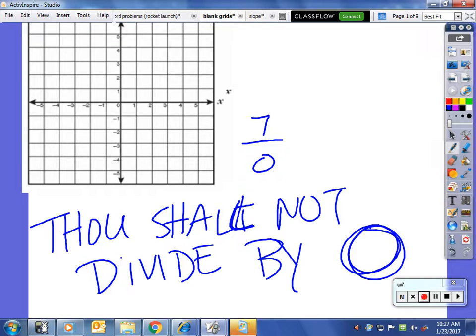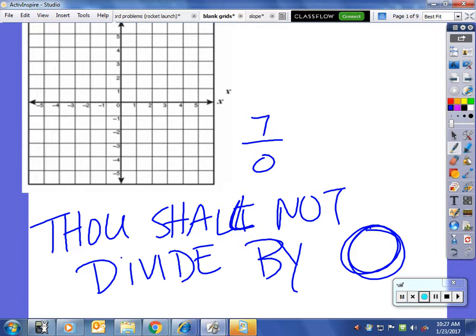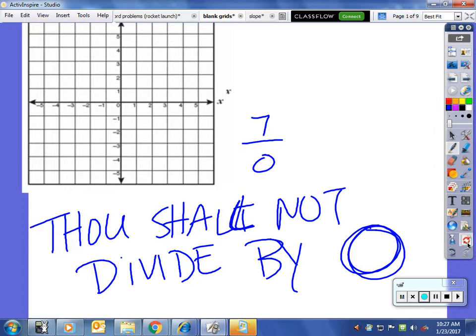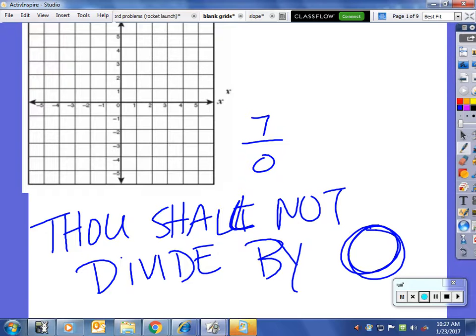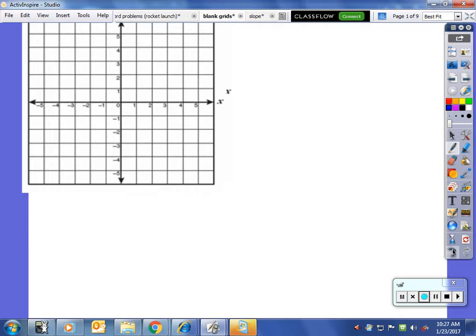So, when you get a 0 on the bottom of your fraction, guess what that's going to tell you? It's a vertical line and it's undefined. Vertical lines are outlaw lines, they don't follow any rules. They are not functions. They don't even have slopes. Their slopes are called undefined. So let's look at that situation because it could happen on your homework.